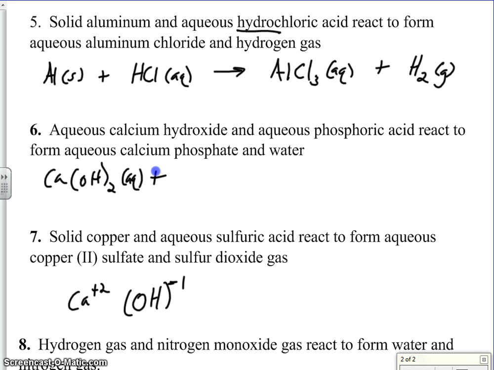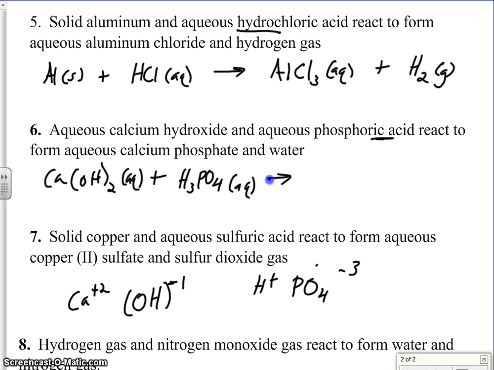We're adding that to phosphoric acid. Notice no hydro here, which means we're looking at the ending. It's ic, so it came from ate. Phosphate is PO4 with a -3 charge. Acid, remember, tells us hydrogen out in front. So phosphoric acid is H3PO4, and that is aqueous.